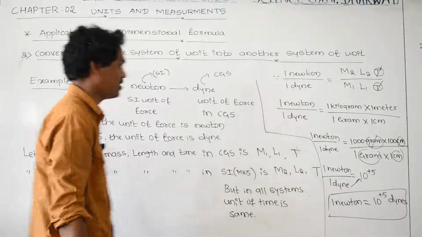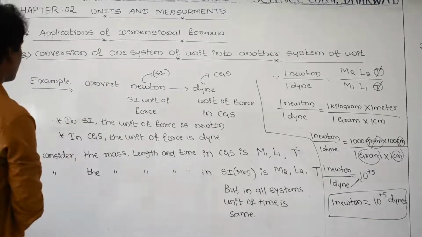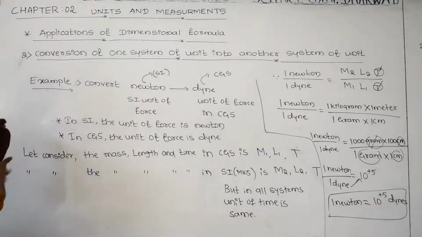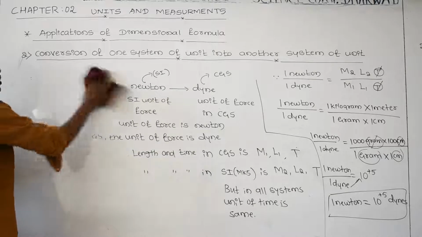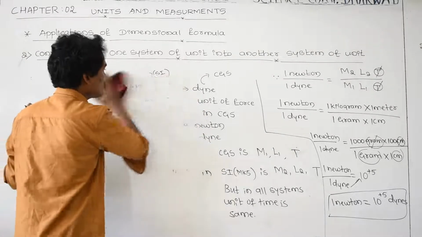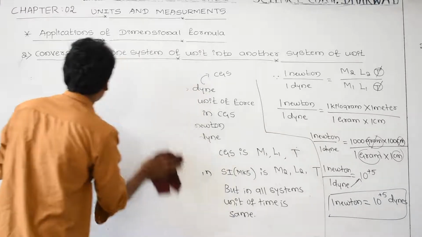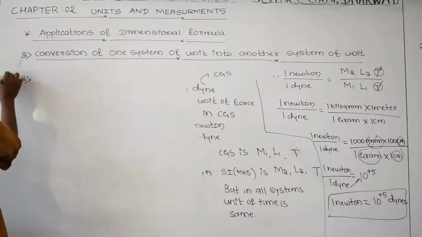This is the first example, and let us take another example. I am going to discuss how to convert one system of unit into another system. That is the second example, example number 2.